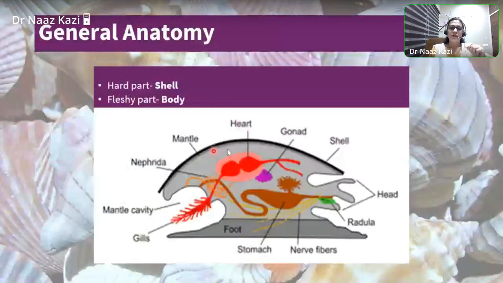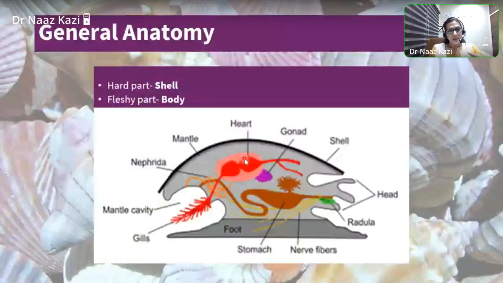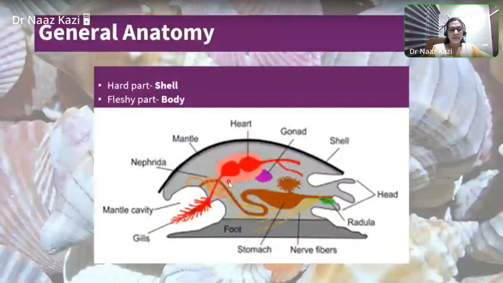And this visceral mass contains all the internal organs: the heart, the reproductive organs, the digestive organs. In between the shell and the visceral mass, there is a thin, tissue-like structure which covers the visceral mass like a membrane, and that is known as the mantle. This mantle is responsible for maintaining the water balance, right? And in between the mantle and the body, there is something known as the mantle cavity.